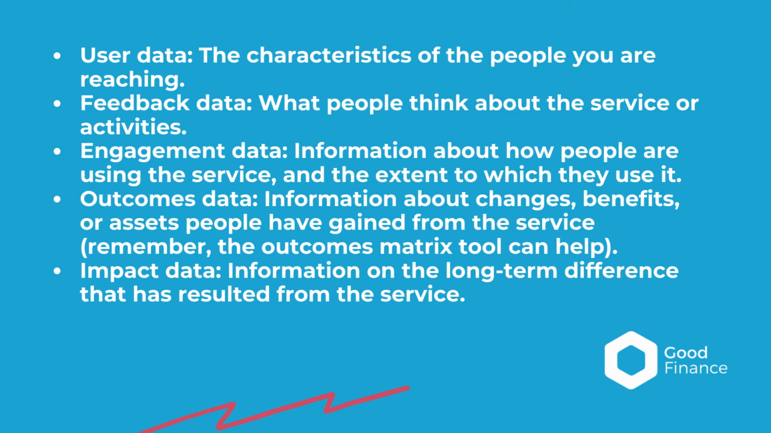This is essentially data that gives you a better sense of how users are interacting with your activities and services and to what extent they use them. Number 4, outcomes data. This is information that enables you to get a better understanding of the learnings, changes, or results that have arisen from your activities. And finally, impact data. This is data that enables you to get a sense of the long-term change that you might be making.